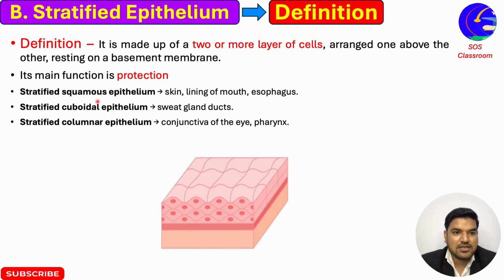For example, stratified squamous is helpful for the skin and the lining of the mouth and esophagus for protection, and stratified cuboidal is helpful for the sweat glands and ducts of the sweat glands, and stratified columnar epithelium is found in the conjunctiva of the eyes and pharynx.